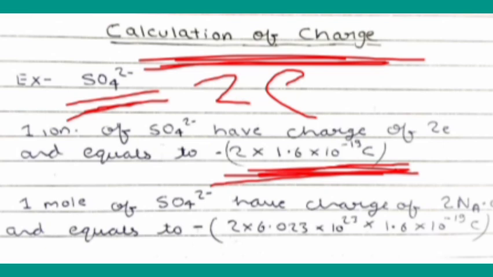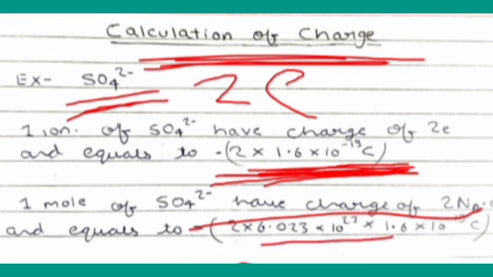Similarly, 1 mole of SO4 2 minus has a charge of 2 Na electrons. So for 2 electrons we have already calculated minus 2 into 1.6 into 10 to the power minus 19 coulomb into Na, where Na is Avogadro's number, which is equal to 6.023 into 10 to the power 23. So the charge of 1 mole of SO4 2 minus is equal to minus 2 into 6.023 into 10 to the power 23 into 1.6 into 10 to the power minus 19 coulomb.